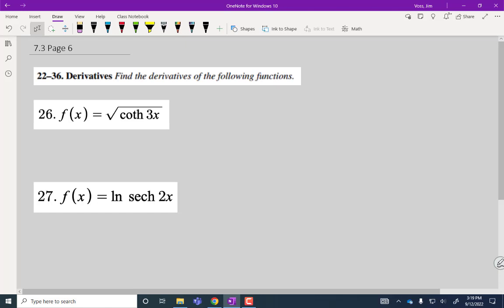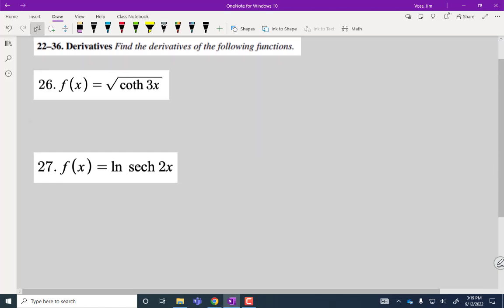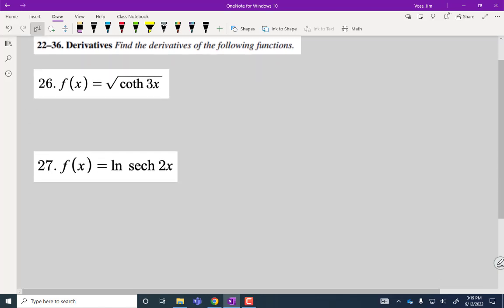Okay, let's do some derivatives. I'll do the first one, we'll do the first one together, and then you do the second one. So we are going to do derivatives, same as we did with trig functions. Chain rule, power rule, all that stuff applies. It might be really helpful to write this as cotangent of 3x quantity to the half. A lot of times it's easier to see the power rule when you have it written out like that.